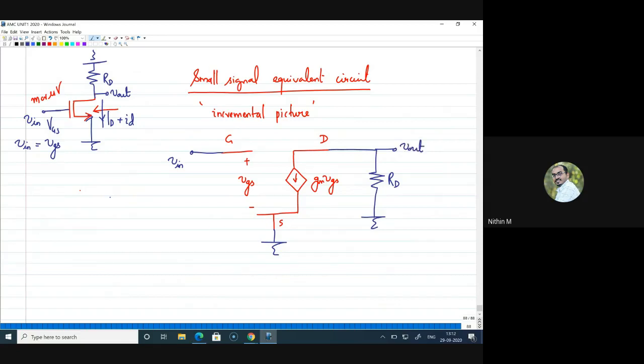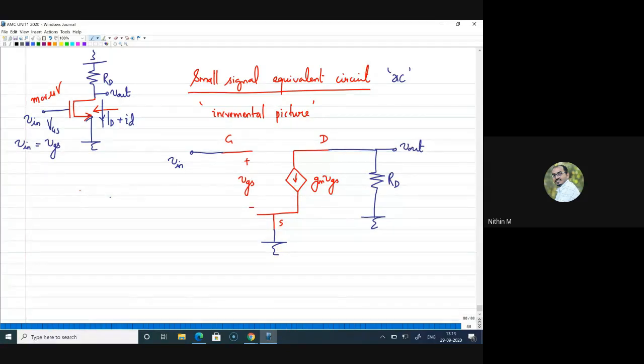Are you guys getting what I have done? For the circuit of common source amplifier, I have replaced the MOSFET with the small signal picture or incremental picture, and modified that circuit depending on the components and the sources connected to the circuit. Still, I did not consider DC because I am doing only AC analysis. This we call the AC equivalent circuit or small signal equivalent circuit or AC analysis, or whatever names we can give. Is that fine?